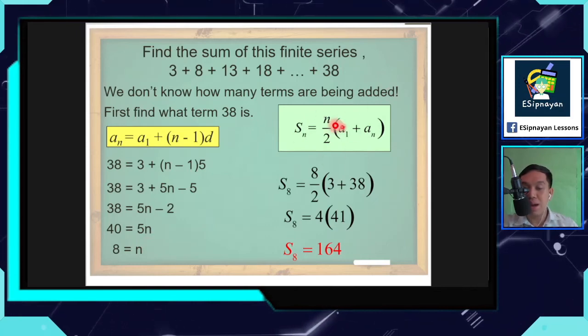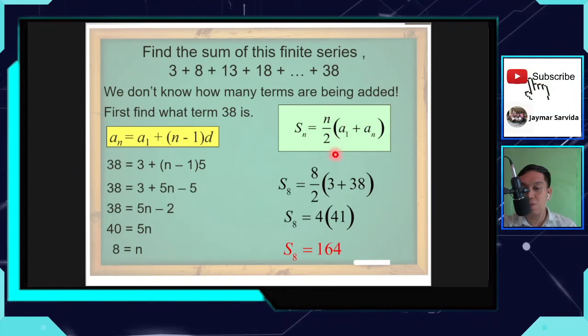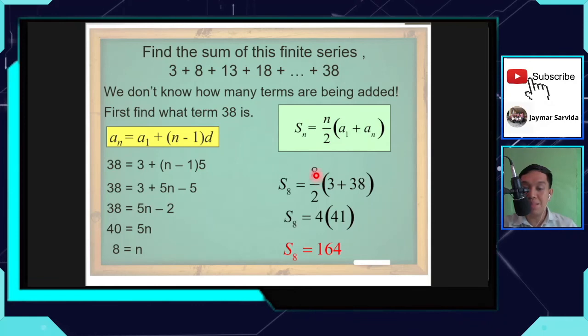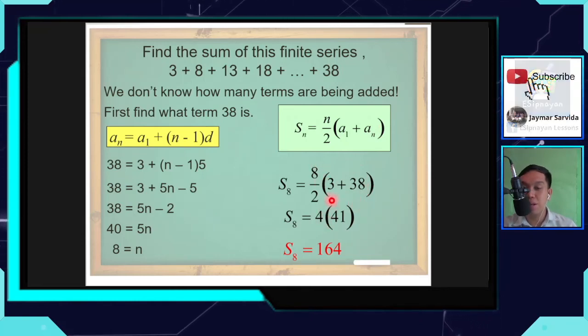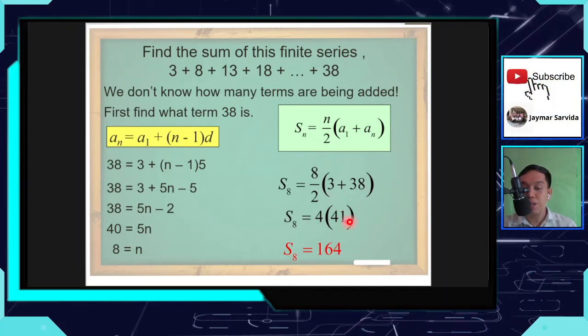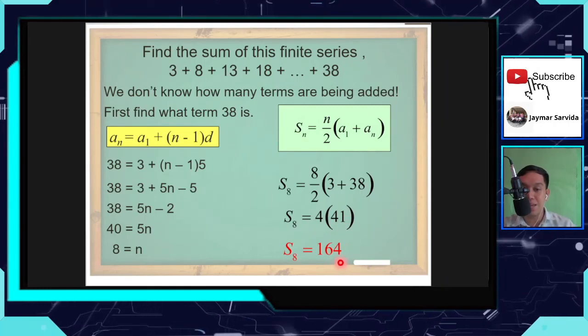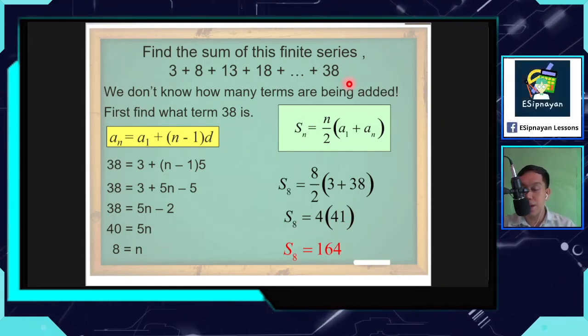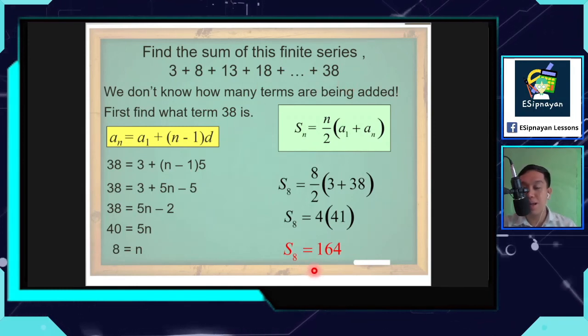So kompleto na yung ating given values para magamit ang formula natin na s sub n equals n over 2 times the quantity of a sub 1 plus a sub n. So yung n papalitan lang natin ng 8, then yung a sub 1 papalitan ng 3, a sub n papalitan ng 38. Unahin yung nasa loob ng parenthesis. Okay, so 8 divided by 2, 4. 3 plus 38, 41. 4 times 41 is 164. So ito yung sum ng ating series from 3 to 38. Okay? So the sum of this finite series is 164.